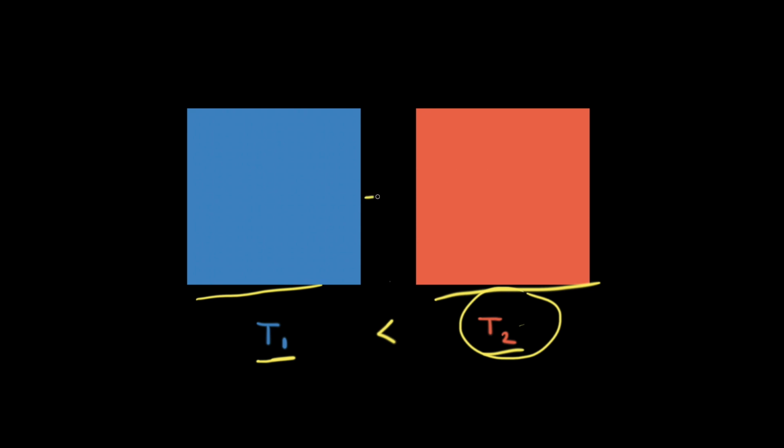Also notice right now our two pieces of metal are not touching each other, so there's a little bit of space between them. Next, we bring the two objects and we put them in contact with each other. So now there are collisions between the particles that touch, and this results in the transfer of energy from the hotter object to the cooler object. So heat flows from the object at the higher temperature to the object at the lower temperature.